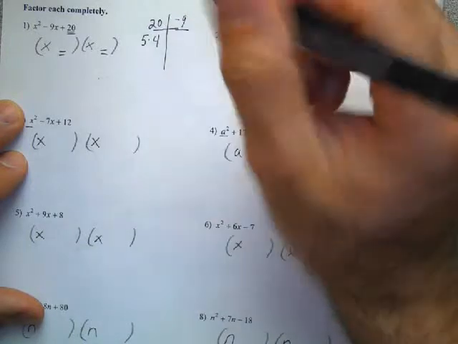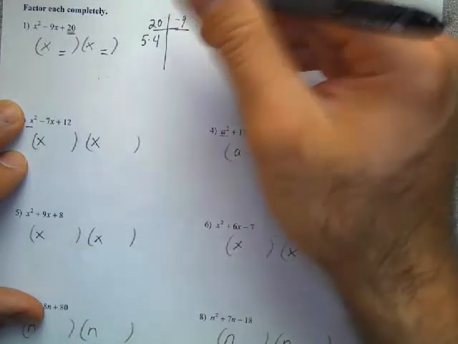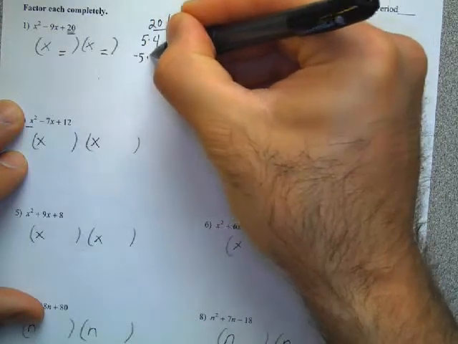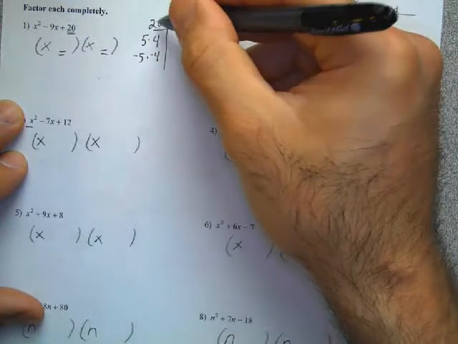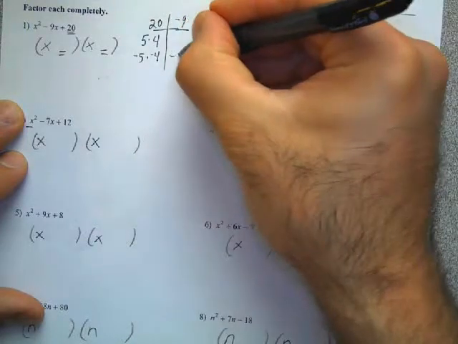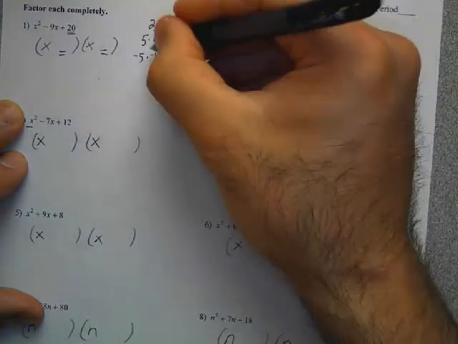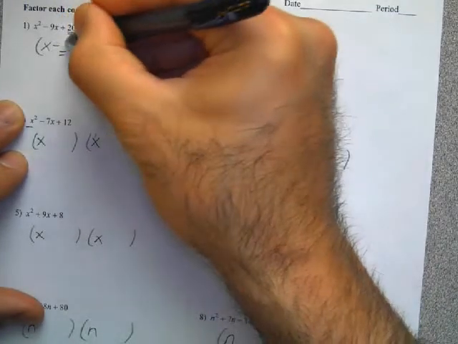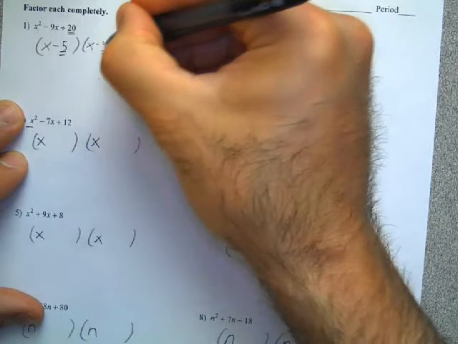So even though 5 and 4 work for 20, when I add them up I'll get a +9. So I have to think, well, a -5 times a -4 gives me a +20, but when I add them up, there's my -9. So this is my factor pair that I'm going to use. And I just go ahead and throw them in. -5, -4.